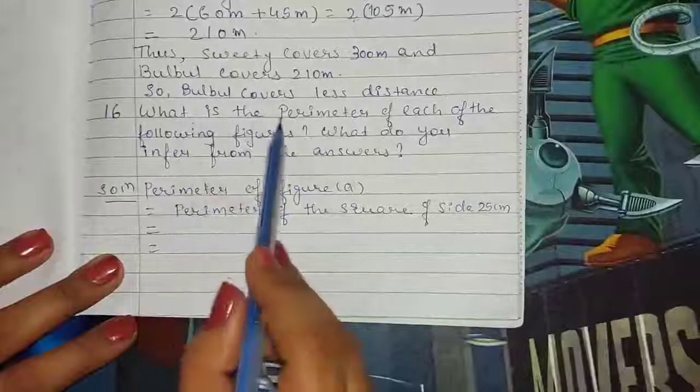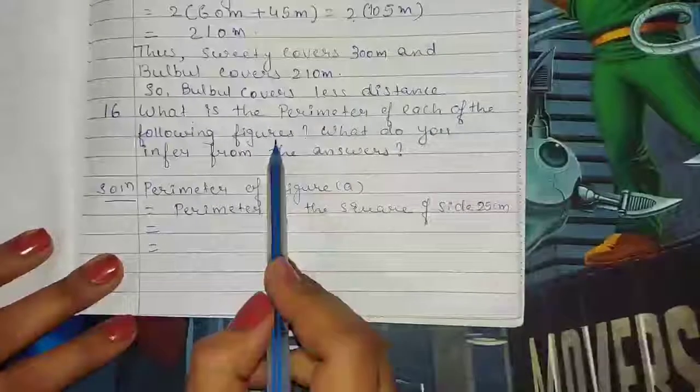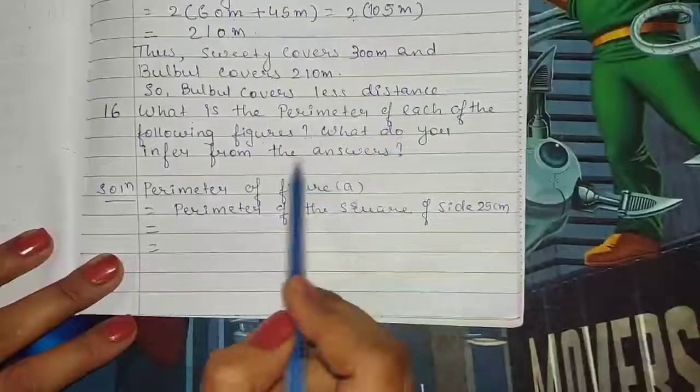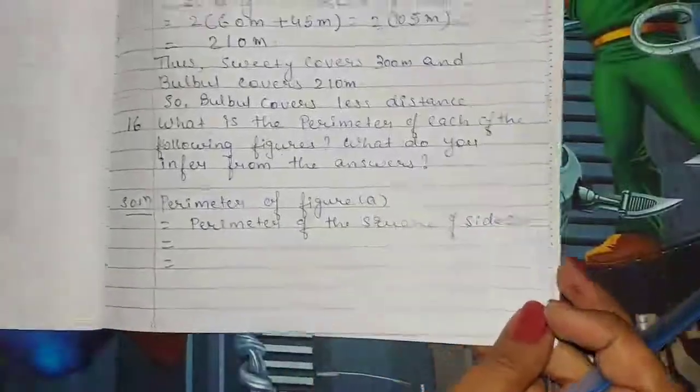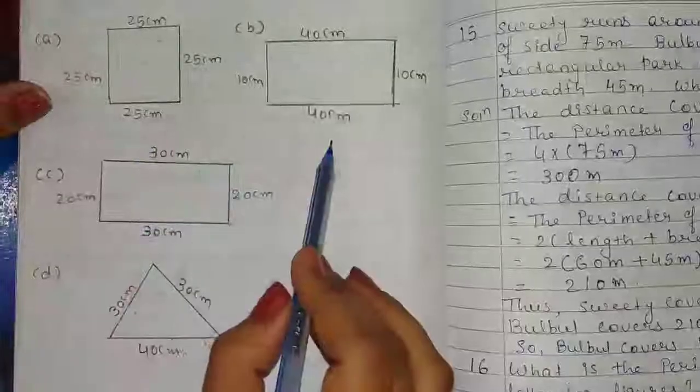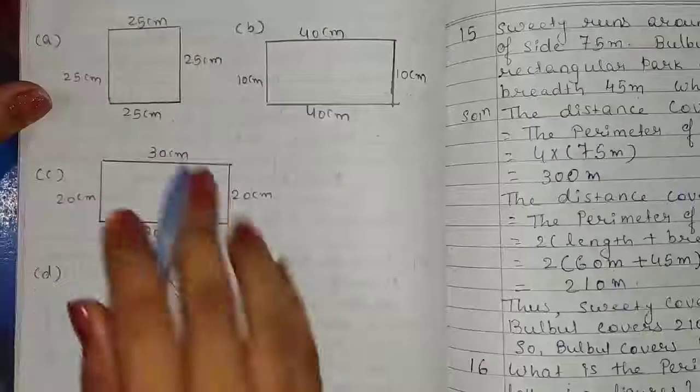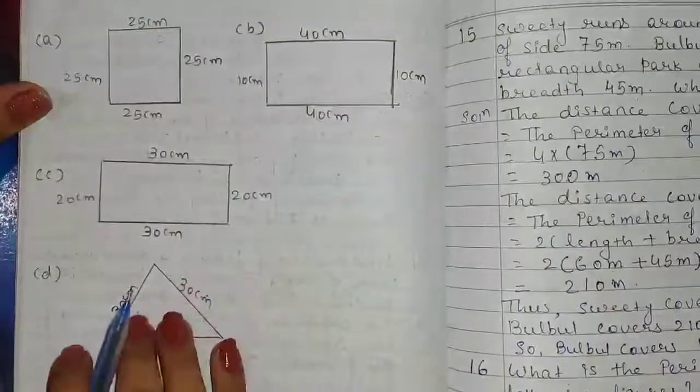Question number 16. What is the perimeter of each of the following figures? What do you infer from the answers? So here the different figures are given: square, rectangle, rectangle and triangle. All figures have different measurements.